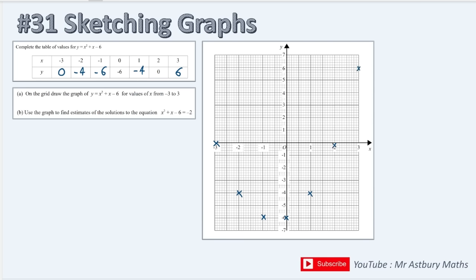So we're going to get a lovely quadratic, and it's not going to have a flat bottom. It's going to come down and be symmetrical. So it's going to dip right halfway between those 2 points, and it's going to come up like that. And we've drawn a perfect quadratic graph. It then says use the graph to find the estimates of the solution to x squared plus x minus 6 is equal to minus 2.